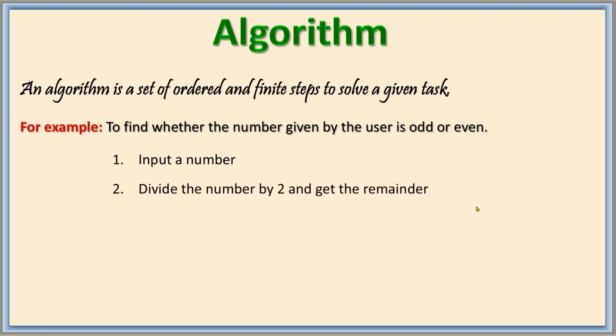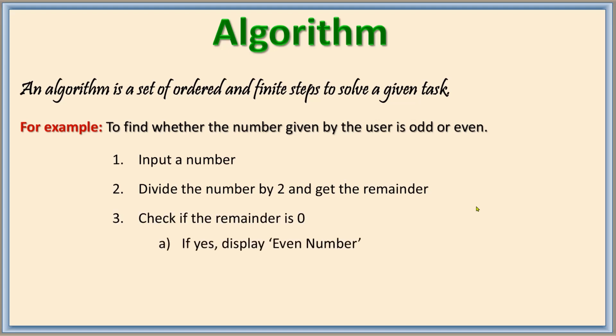So we can write: divide the number by 2 and get the remainder, and then check if the remainder is 0. If yes, then even number. If not, display as odd number. So here are the steps to find whether the number given by the user is odd or even. So this is the algorithm.